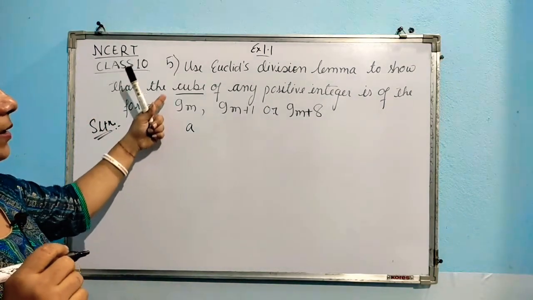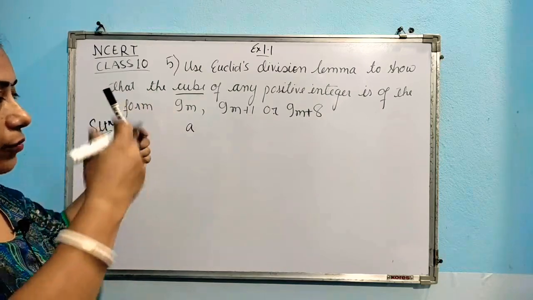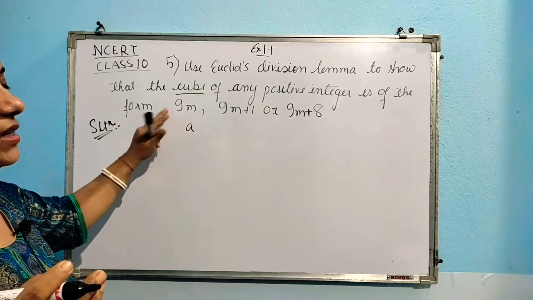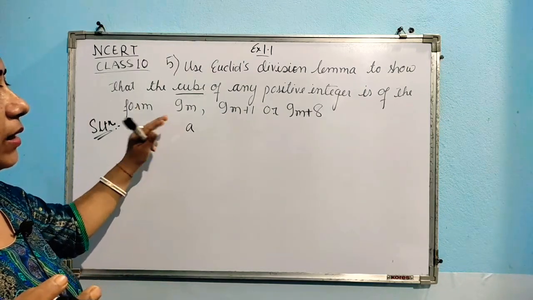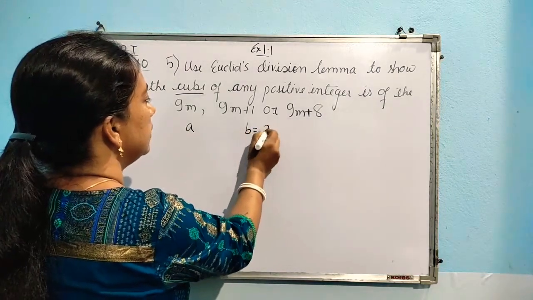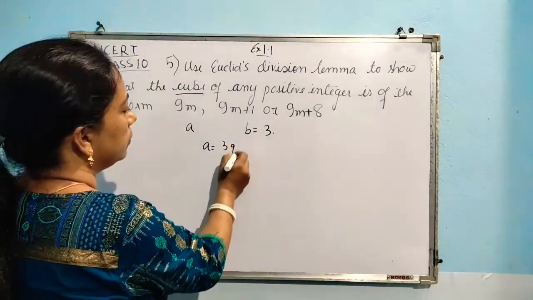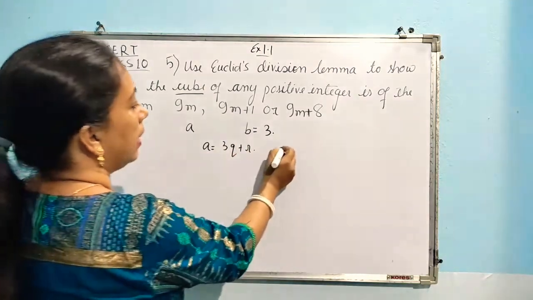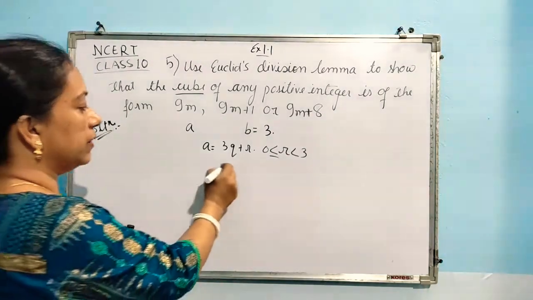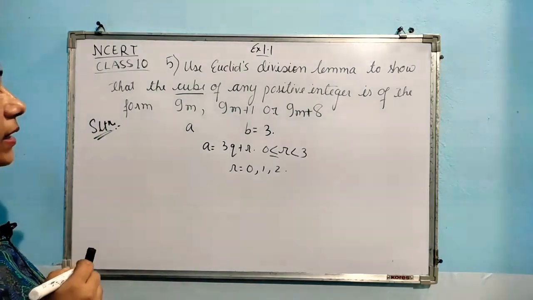You may think that if we take b is equal to 9, what will happen? Ultimately it will give you a very big number. Since 9 is ultimately going to be a multiple of 3, it is better to take b as 3. Now by Euclid's division lemma we can write a is equal to 3q plus r. Here again r has to lie between 0 and 3, including 0. So definitely the same thing: 0, 1 and 2. These 3 values of r will be taken.